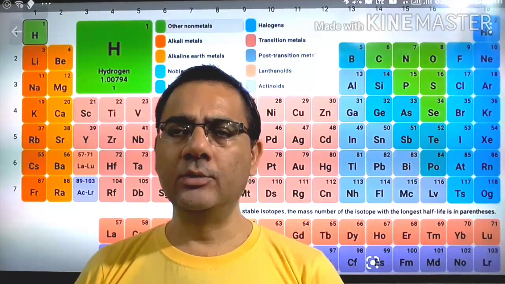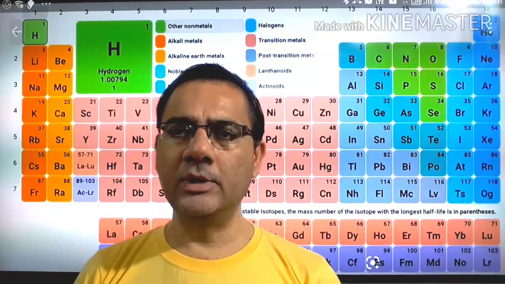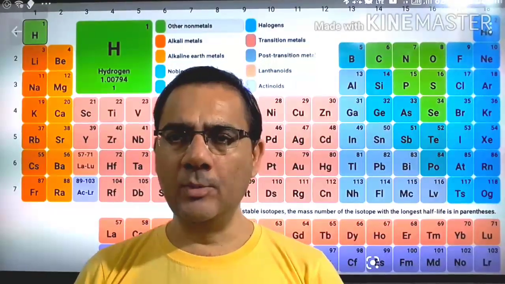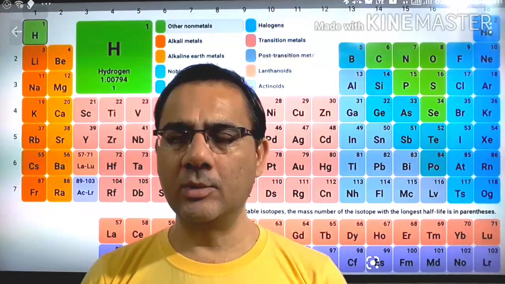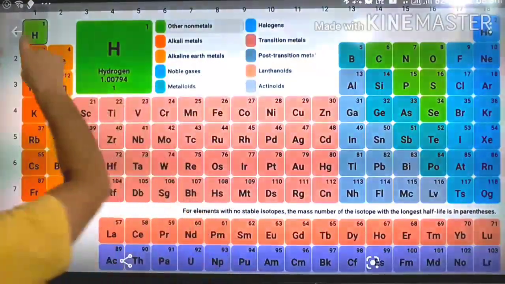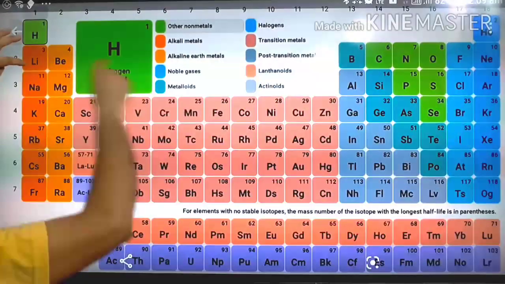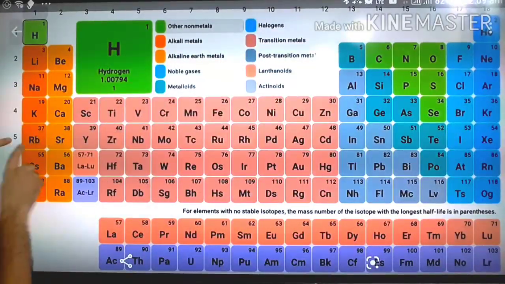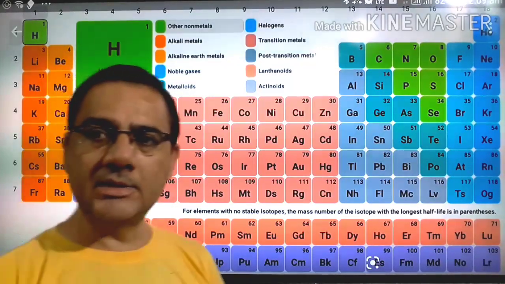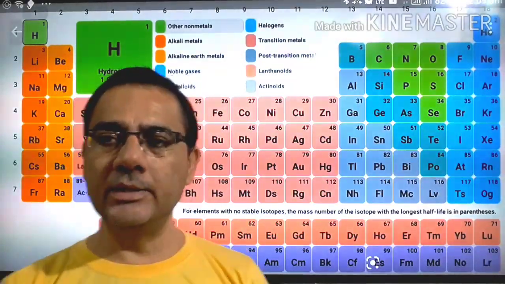So as I told you in my previous video that this periodic table has some vertical columns and some horizontal columns. How many horizontal columns are there? That I told you there are 7 horizontal columns. Like this is horizontal column 1, 2, 3, 4, 5, then 6 and then 7. Total 7 horizontal columns are there, and these horizontal columns are called periods.